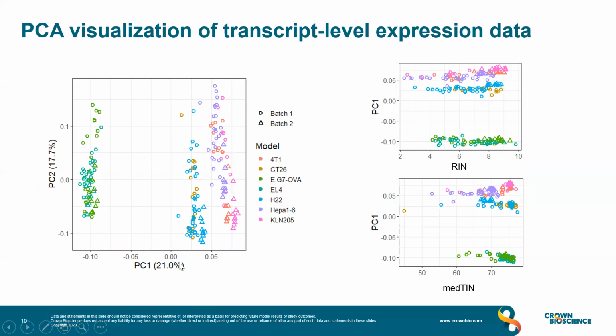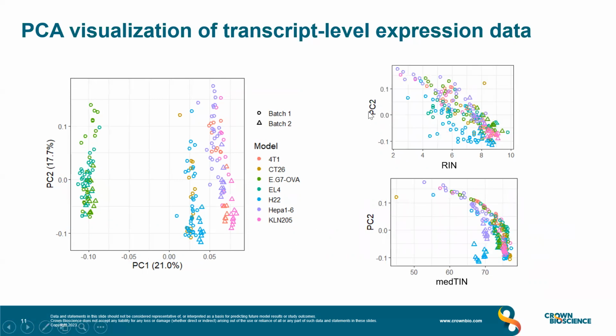When we perform principal component analysis on transcript-level read count data, we found that the first principal component appears to be representative of the true biological differences in the expression profiles of different syngeneic models, because the distribution of data points in this direction are nicely separated by model types and show no correlation with either RIN or median TIN score.